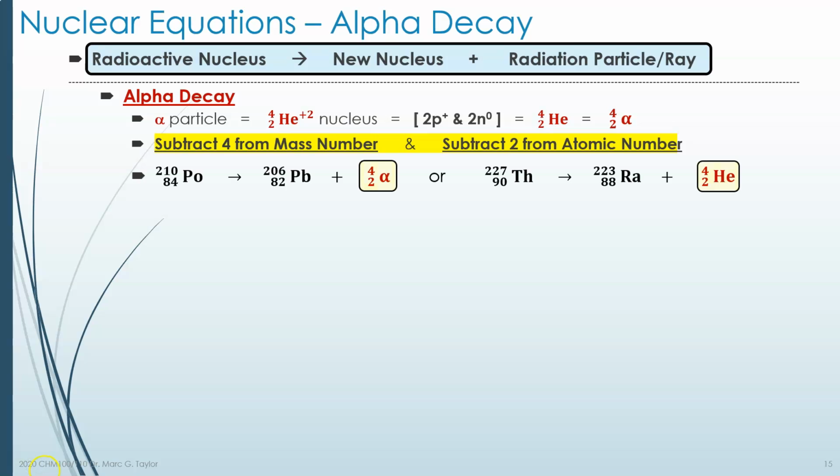So let's look at a couple examples. Here's an example on the left with polonium-210. You'll notice 210 is the mass number, otherwise known as the isotope number.